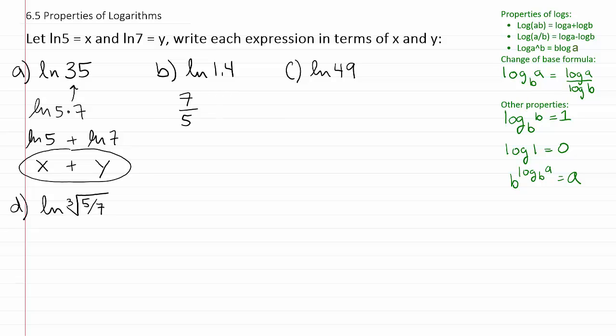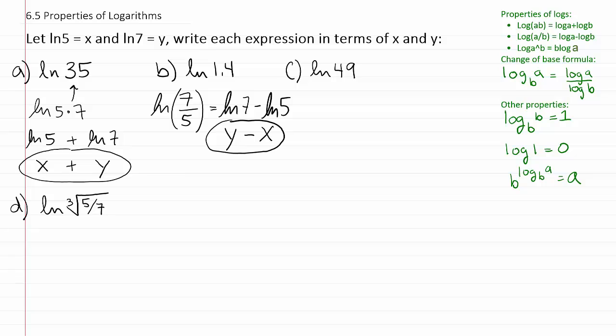So let's rewrite it as ln of 7/5. And why do we want to do that? Because then we can use this rule, which says what? The log of division can be written as the subtraction of two logs. So we'll be able to say ln of the top number, 7, minus ln of the bottom number, 5. And then we know that ln of 7 is y, and ln of 5 is x, so we have y minus x.